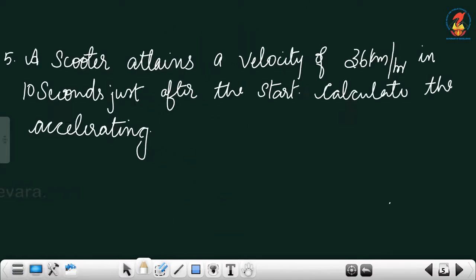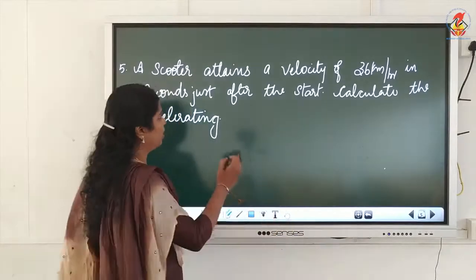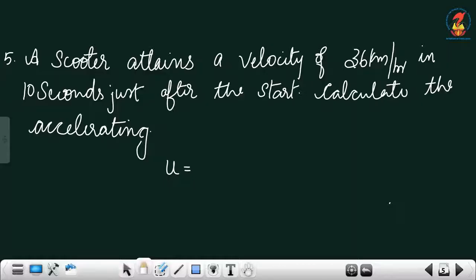Next question. A scooter attains a velocity of 36 km per hour in 10 seconds just after the start. Calculate the acceleration. So, just after the start means initial velocity 0. So, u equal to 0 meter per second.